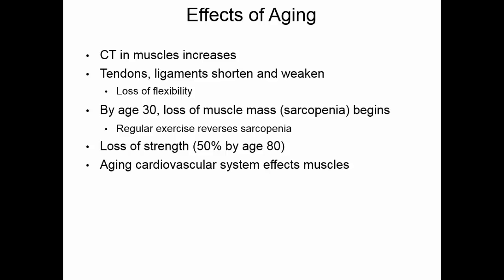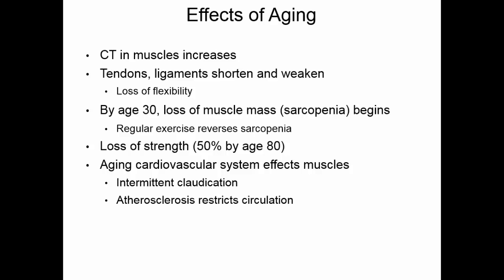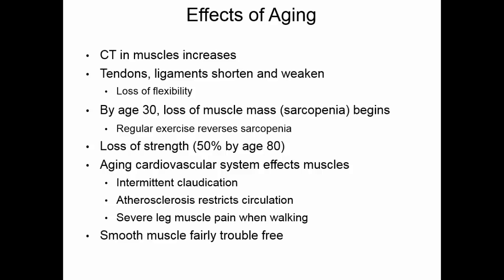The aging cardiovascular system will have its effect on muscles. Blood will not circulate completely through the muscles, and this will mean that the muscles are not adequately nourished. Some people experience intermittent claudication. This is when they have atherosclerosis that restricts circulation, and when they walk, they get severe leg muscle pain. Smooth muscle is fairly trouble-free throughout life.